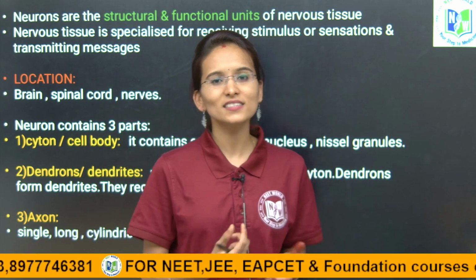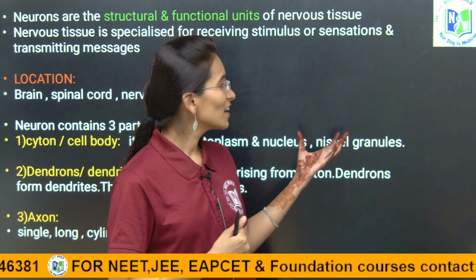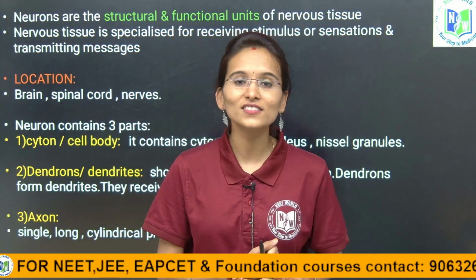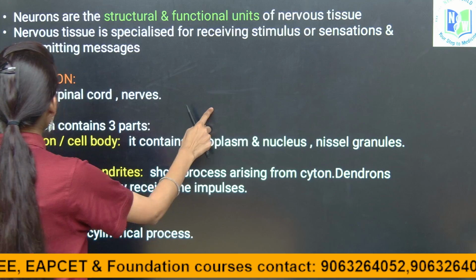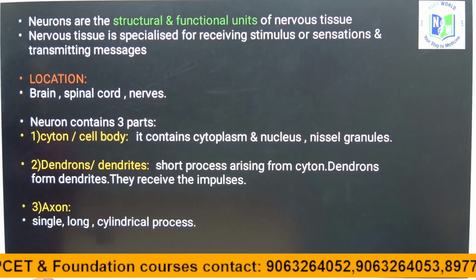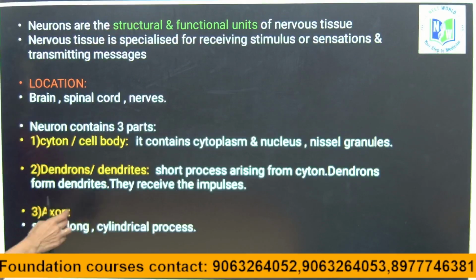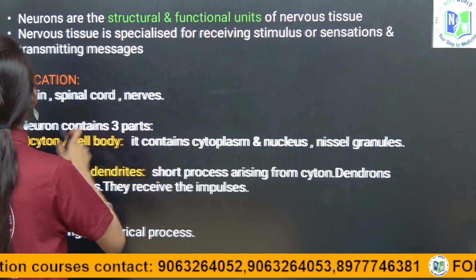How the impulse is generated and how the structure of the nerves looks, we are going to study now. Yes, you can see here. Neurons are the structural and functional units of the nervous tissue. See here.